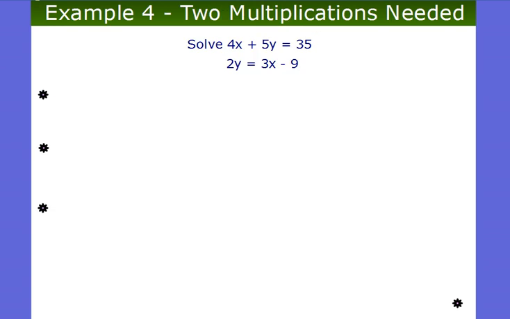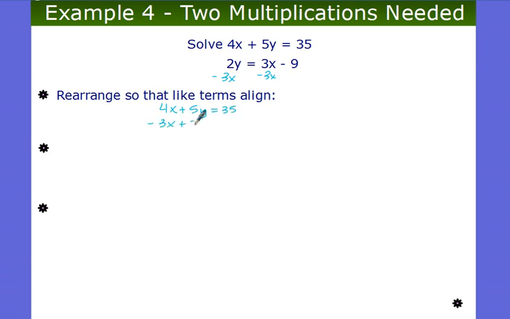All right, so last example, we're going to take a look at 4x plus 5y equals 35 and 2y equals 3x minus 9. The first thing we want to do is rearrange so that the terms are aligned, or alike. Again, the second equation is not in standard form, and it doesn't have to be simplified standard form, but we do want the x on the other side. So we're going to subtract 3x from both sides. Now my equations are 4x plus 5y equals 35 and -3x plus 2y equals -9.